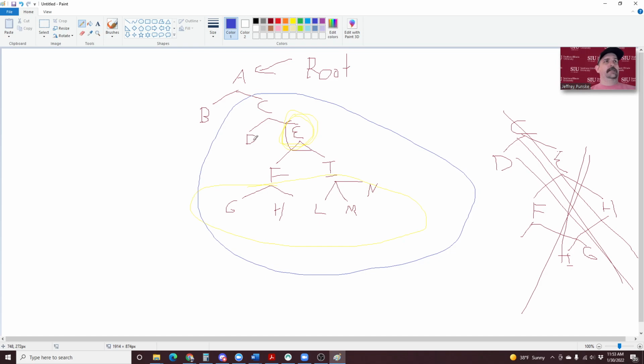But this is C command. So D, I'll just do a couple more. D C commands E and all of E's daughters. So D will C command E, F, G, H, I, L, M, N. D is in a symmetric C command relationship with E and an asymmetric C command relationship with all of the other nodes down here. E is in a symmetric C command relationship with D and does not C command any other nodes. So yeah, look at the rest of this tree and see what other types of C command relationships you can find.